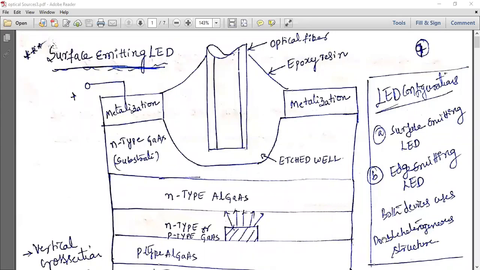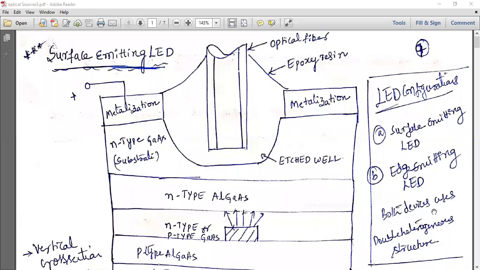Okay, so next we go for the configurations of LED. There are two configurations, two types actually. One is the surface emitting LED. Another one is the edge emitting LED. So there are two ways in which the light is generated that we will go through in this class.